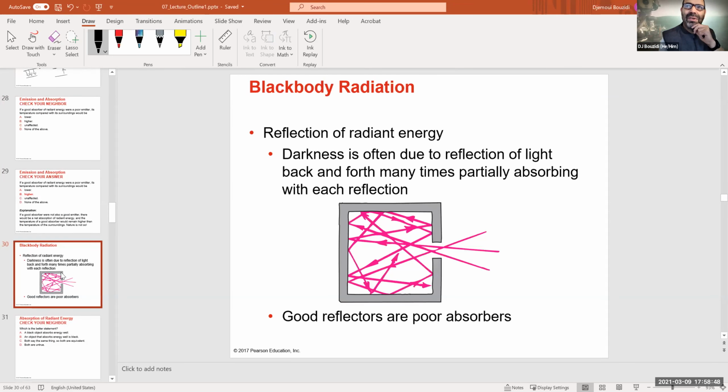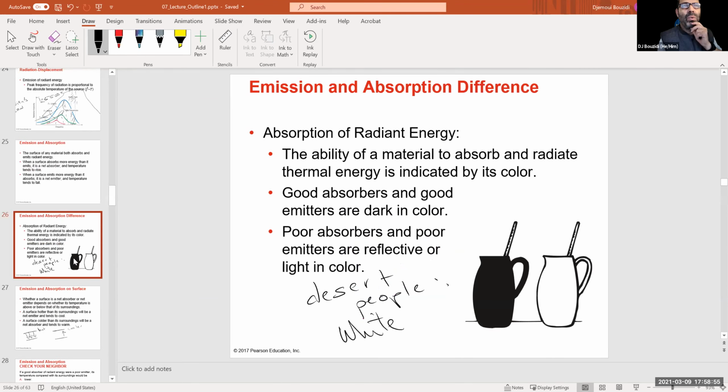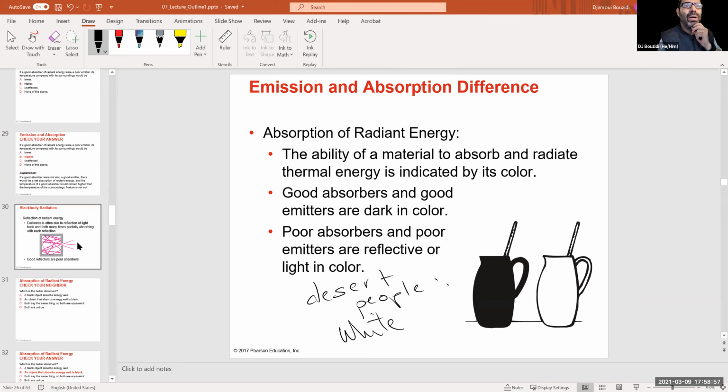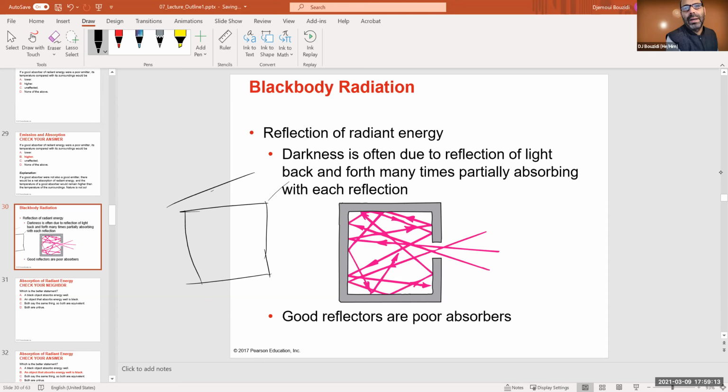Okay, a model that is used by physicists called the black body radiation was just to look at this kind of phenomenon. How can we explain this? So this is really a model, not a real thing, okay? So reflection of radiant energy, darkness is often due to reflection of light back and forth many times. So basically here is what the model is. This is a model. This is not a real thing that you can do in the laboratory, even in the laboratory. So you take a box, okay?